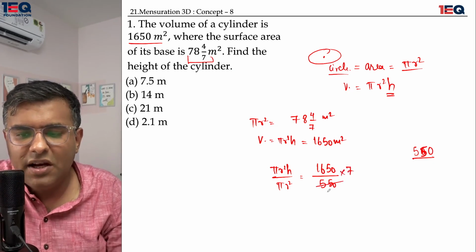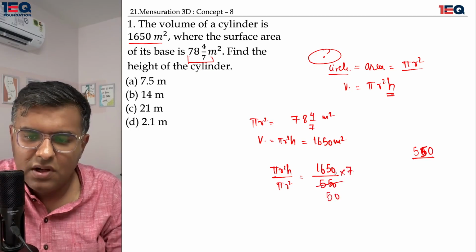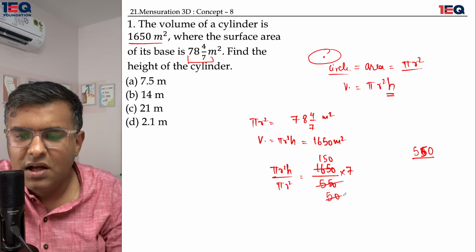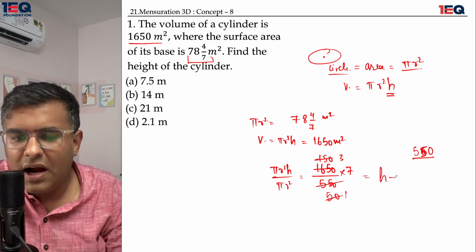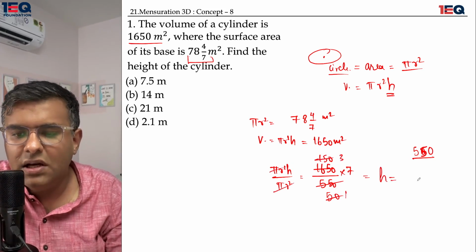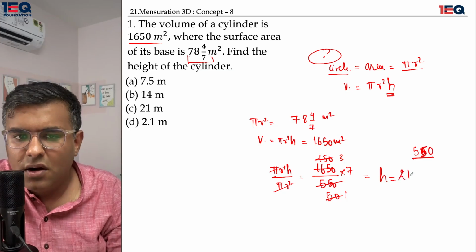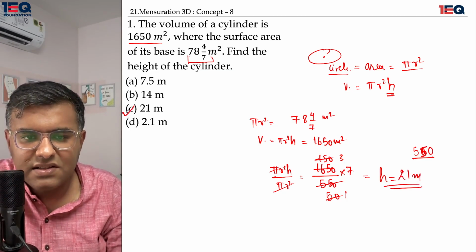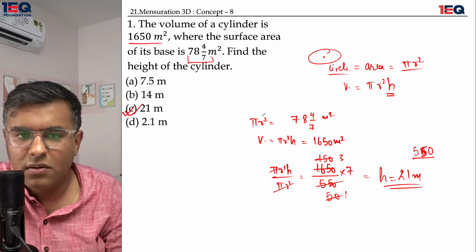This seems to be a multiple of 11. That's for sure. 11 50s are 550. 11 ones are 11. 11 150s are 50 ones are 50. 53s are 150. So I get my height, because everything would get cancelled away. I get my height as 21 meters. And this is what I was looking for.